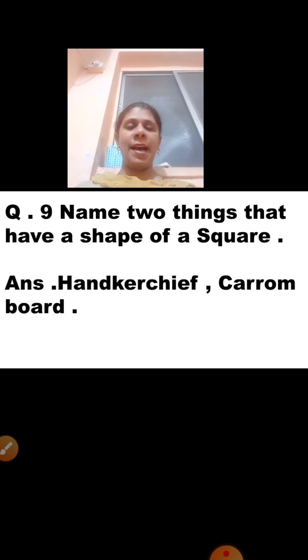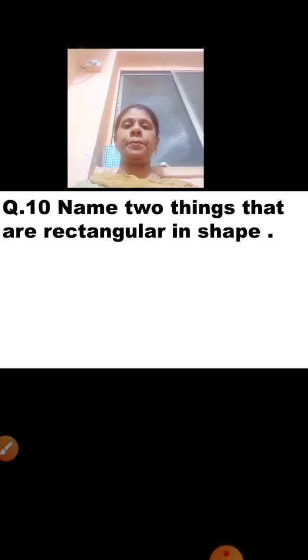See, here comes the answer. What is the answer? Handkerchief. Teacher showed you a handkerchief and a carom board. Two things that have a shape of a square are a handkerchief and a carom board. A handkerchief is square in shape and a carom board is also square in shape. So you can name any two things that have a shape of a square. Now let us see the next question.